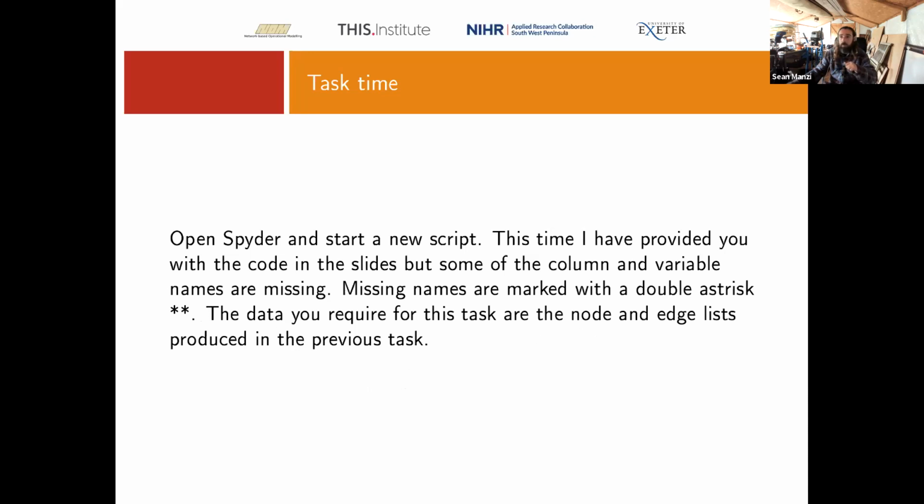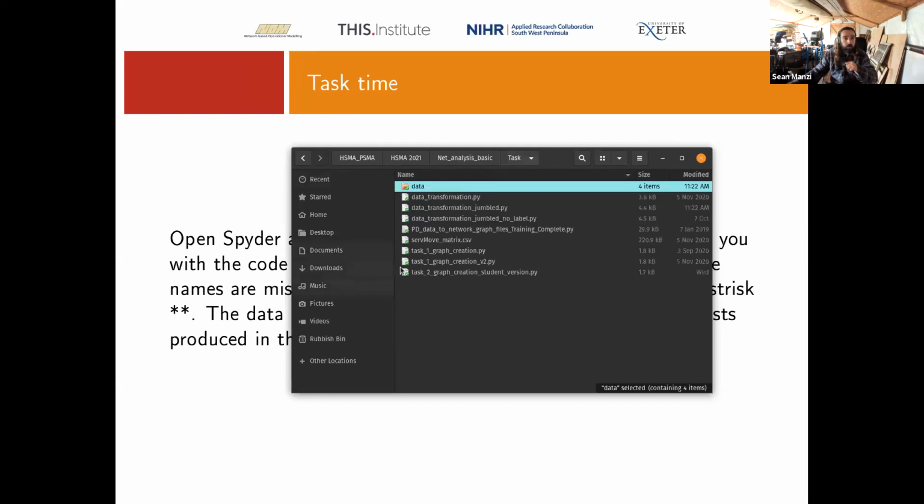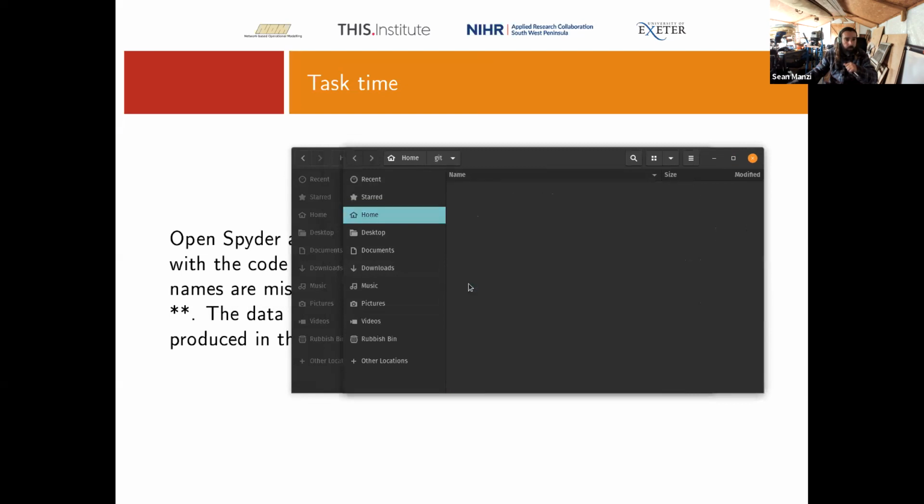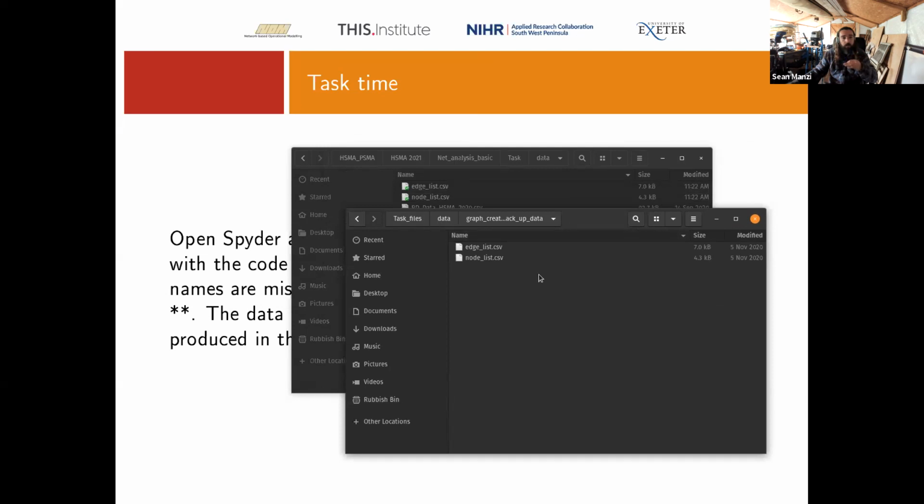If I show you, go to the Git folder, in the task files and in data, there will be the graph creation backup data. If you weren't able to get the previous task to run, then the edge list and node list data is in there for you, just so that you can carry on and do this task.